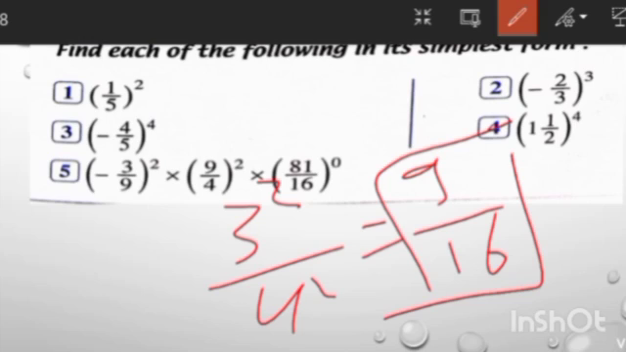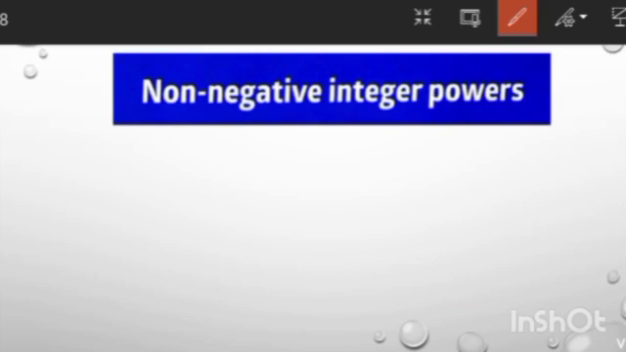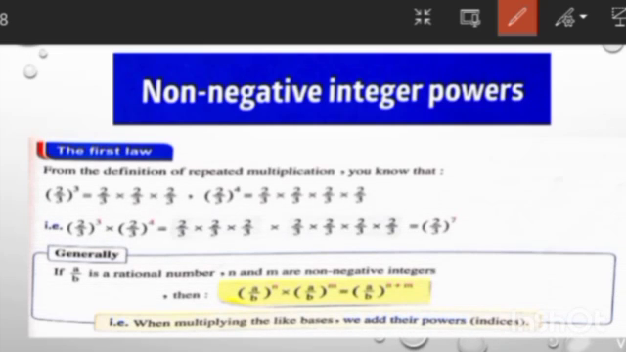Okay, next, non-negative integer powers. At first, the first row, (2/3)^3 equals 2/3 times 2/3 times 2/3, and (2/3)^4 is 2/3 times 2/3 times 2/3 times 2/3, 4 times. Then when we multiply (2/3)^3 times (2/3)^4, it will be at the end (2/3)^7. We repeat it 7 times.